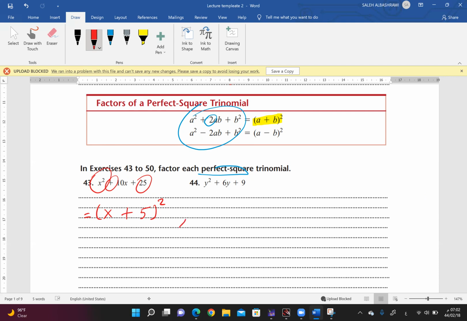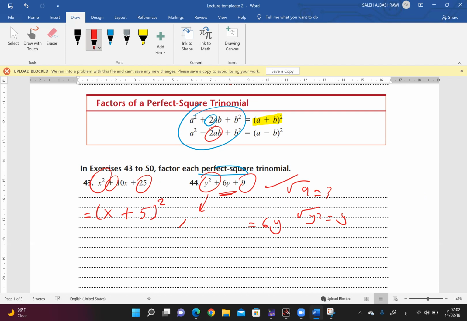For the next one, number 44. If we take the square root of y square, I will get y. Square root of 9 is equal to 3. This is y. If we multiply it by 2, because I have 2 there, so 2 multiplied by y by 3 is equal to 6y. And this is the middle term, this 6y. So this is a perfect square.